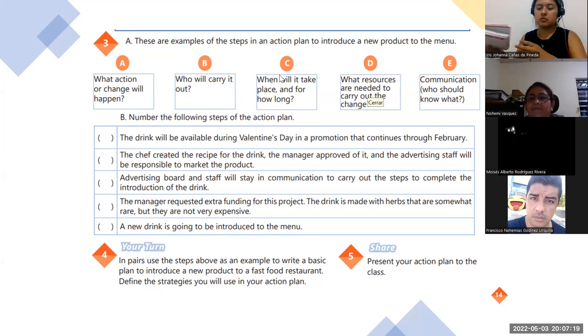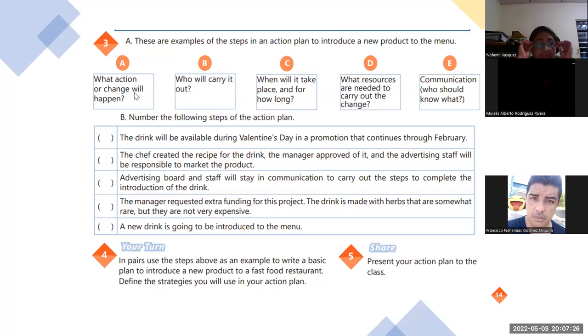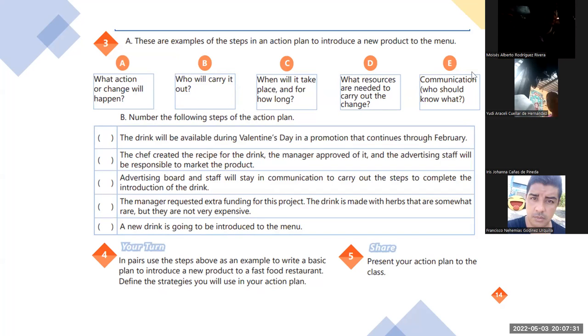No worries. So the last one is a new drink is going to be introduced to the menu. Okay, so what we need to do here is to place these letters in the correct order. Which of these steps is which one? So we have letters A, B, C, D, and E. We have to put it here like a matching exercise. I'll give you maybe 3 minutes for you to match these steps into the correct descriptions, okay?